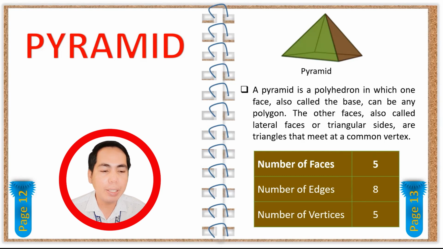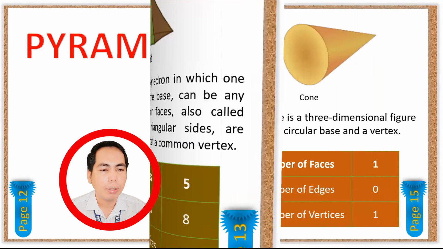How many faces does a pyramid have? The number of faces depends on the kind of pyramid that we have. In this case, since the base of this pyramid is rectangular in shape, this is called a rectangular pyramid. Now, we have one base for this rectangular pyramid plus 4 lateral faces for a total of 5 faces. And we have 8 edges and we have 5 vertices.